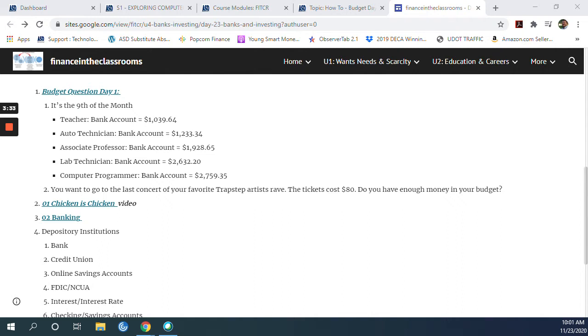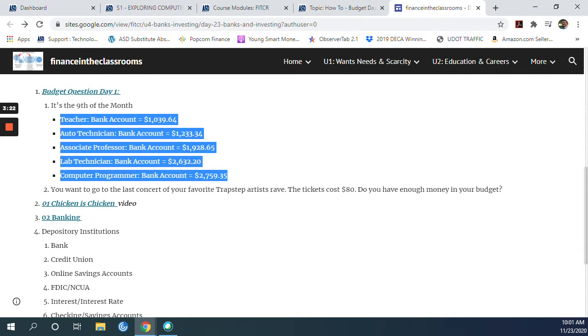So here's how these things work. You'd need a small calculator; a cell phone calculator would work fine. And it's the 9th of the month. Below is a list of the bank account balances for whichever of the jobs we've chosen. Now this is designed to dovetail back into the electronic budget exercise that you did back in Unit 3.